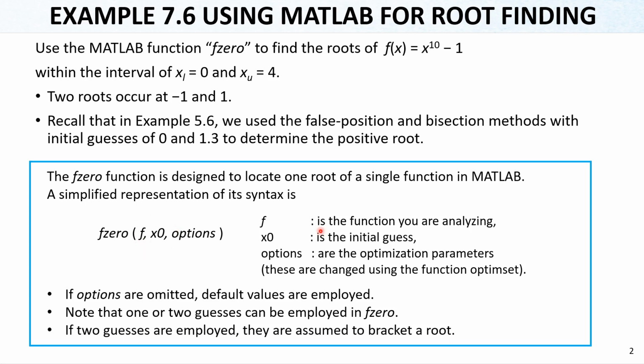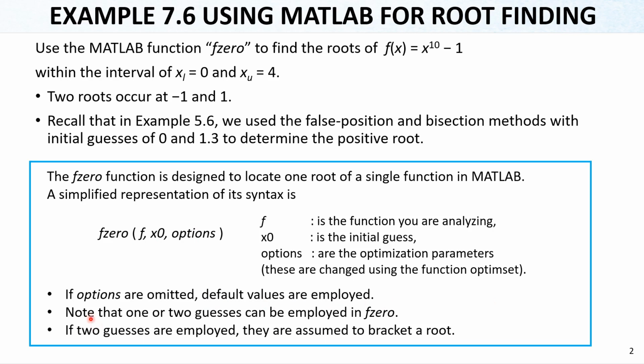So f is the function you are analyzing. x0 is the initial guess. The options are the optimization parameters, and these are changed using the function optimset. We will show that in the following slides as well. If the options are omitted, in other words, if you don't use them, then the default values will be used.